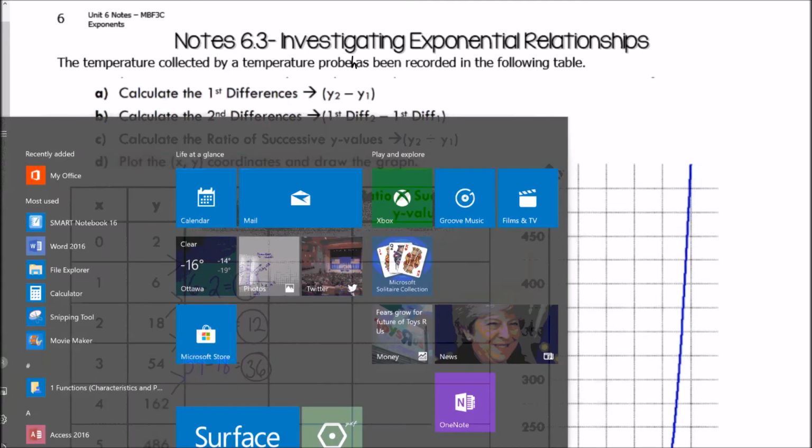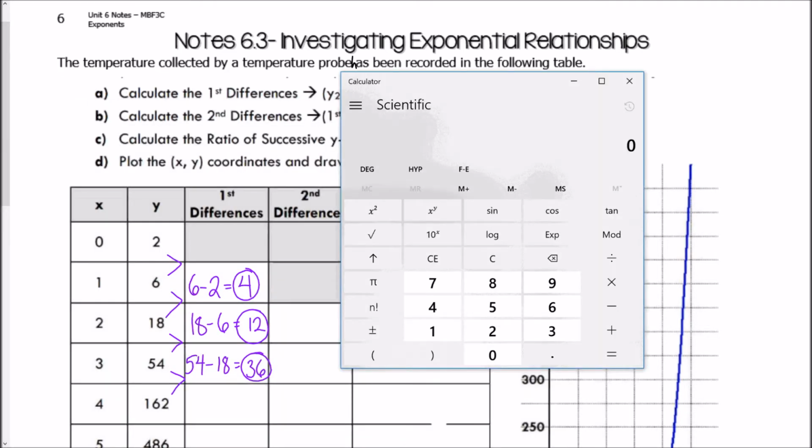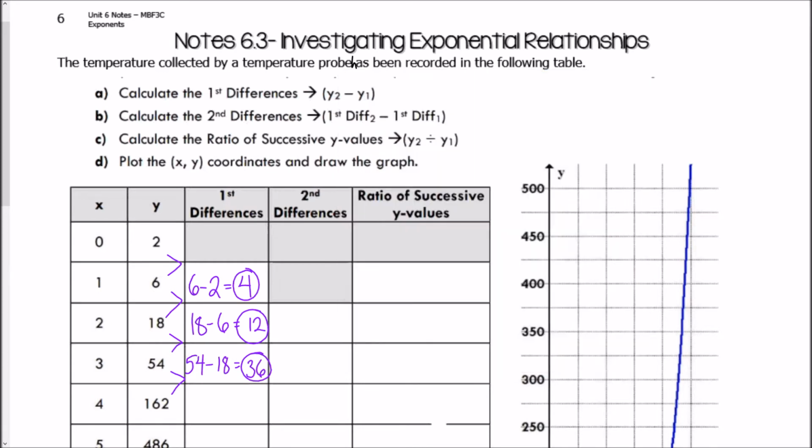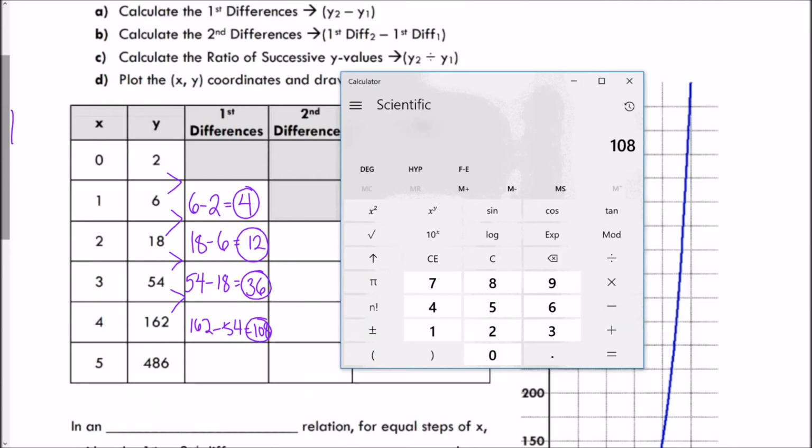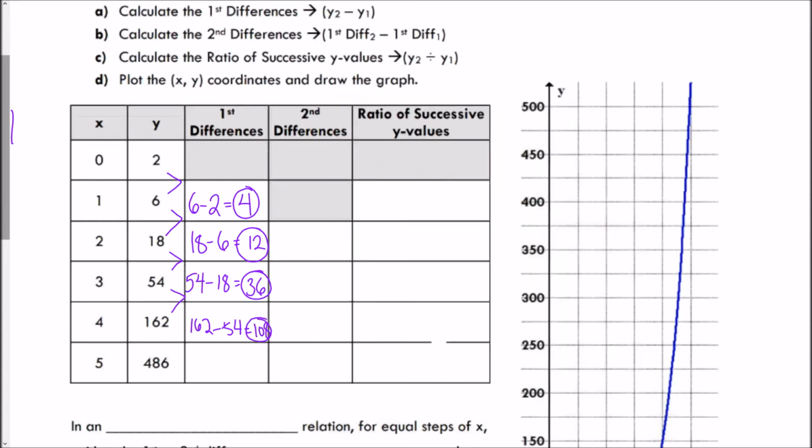For the next one right here, we'll do some calculating. So I'm going to take 162, and I'm going to subtract 54, and I end up getting 108. Okay, and then we'll keep going with this right here. So we'll do our last one right here, 486 minus 162, and we get 324.